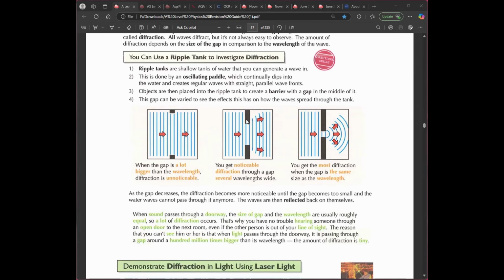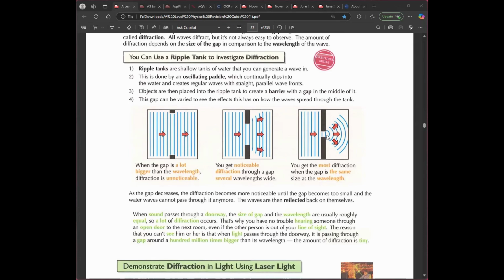But as you keep on making the slit size smaller and smaller, now it is coming into that size frame where it is comparable to the wavelength of the water waves, and then you will see that it's now spreading. And when it is near the size of the wavelength, you will see the most spread in the wave, as you can see here. But when the slit becomes even smaller than the wavelength, then you won't be able to see any diffraction.